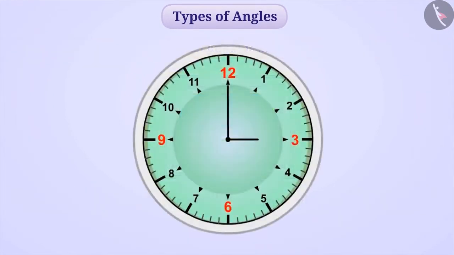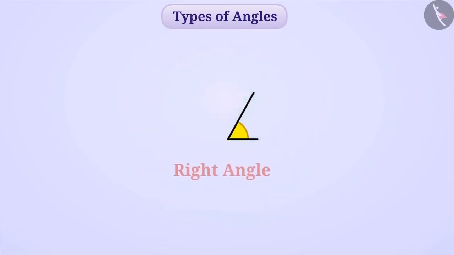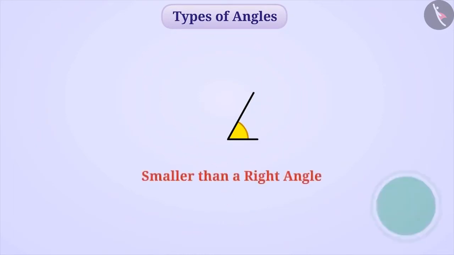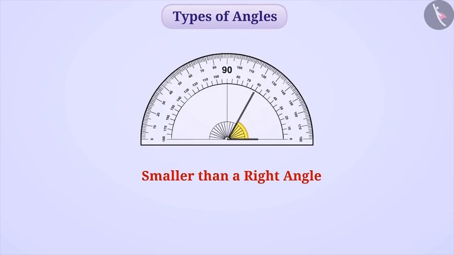Now consider we move the clock hands from 12 and bring it to 1. So now, one hand is on 3 and the other is on 1. Think whether the angle formed between both hands will be a right angle? Absolutely correct. This angle is smaller than a right angle.